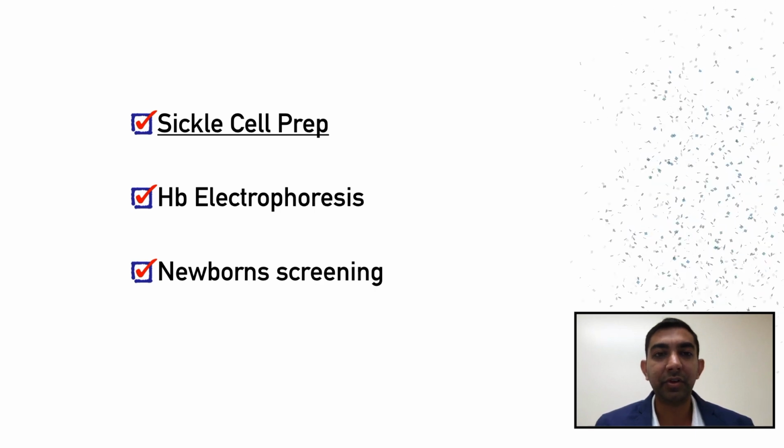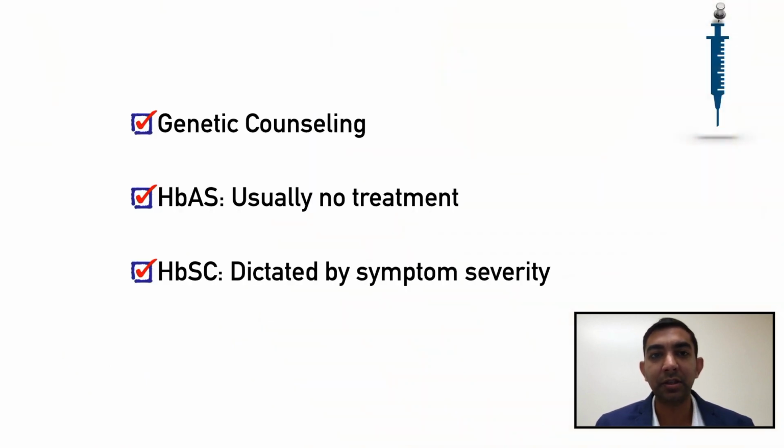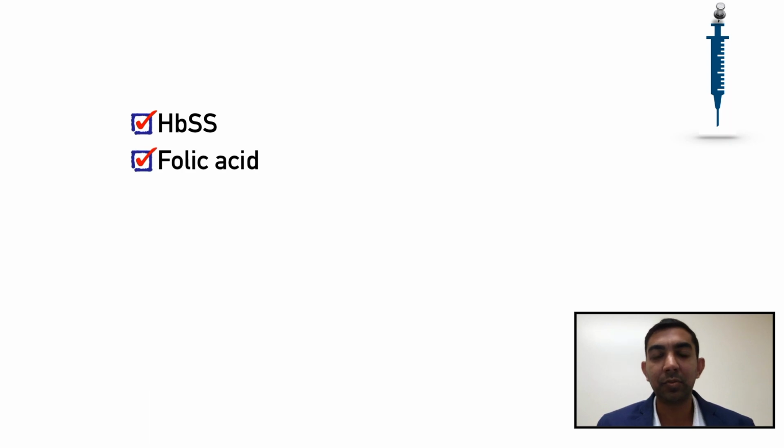Now finally, for the treatment part, we begin with genetic counseling, and for the HbAS variant, usually no treatment is required. For HbSC, treatment is dictated by symptom severity. For HbSS or the homozygous disease, we use folic acid first of all to prevent folate deficiency, and we use an important drug for treatment in this condition, that is hydroxyurea. Now this hydroxyurea enhances production of HbF. So now the presence of HbF in RBCs decreases polymerization and precipitation of HbS.